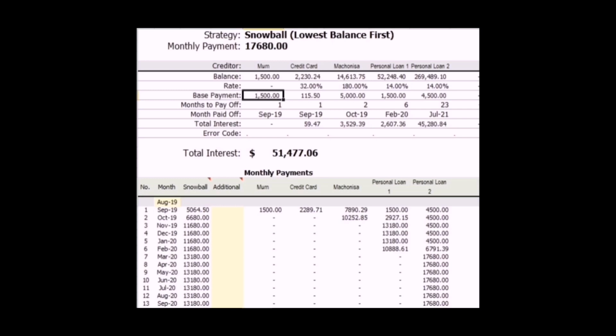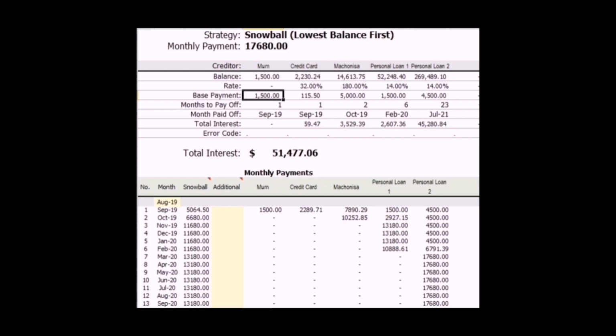So the balance there was the extra payment that I was making, which is around 5,000. This is what happened in the first month. My mom's balance was 1.5. Credit card, I paid it off, and then credit card, I was supposed to pay a minimum of 115, but I paid the entire balance, 2.2.